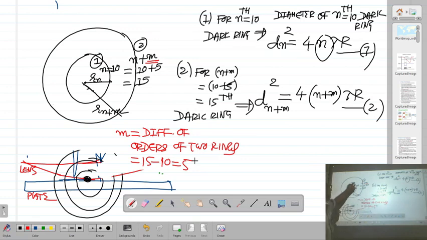Suppose I consider the first ring of order n equal to 10, and I consider the second dark ring of order n plus m, 10 plus 5, 15. Then what is the difference of the orders of the two rings? 15 minus 10, that is 5.